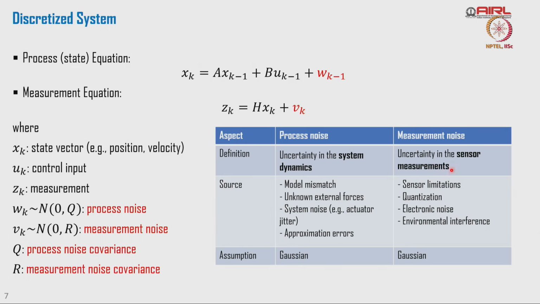If you look at measurement noise, it is uncertainty in the sensor measurements. It could be coming from sensor limitation, it could be due to quantization, electronic noise, or environmental interference also. The assumption again is that the measurement noise has Gaussian characteristics.